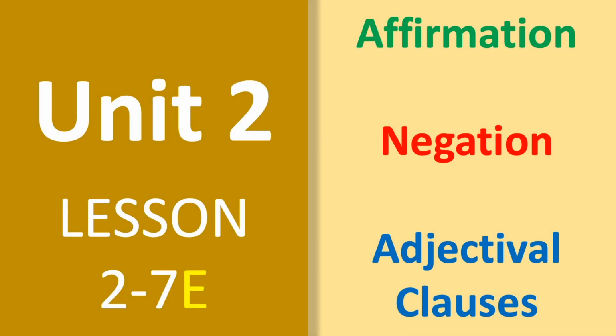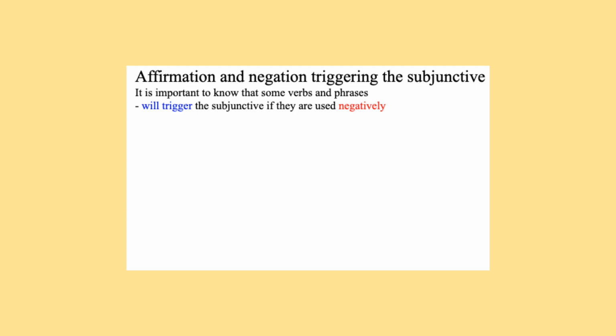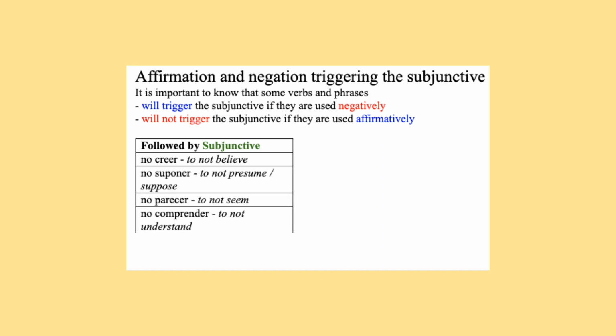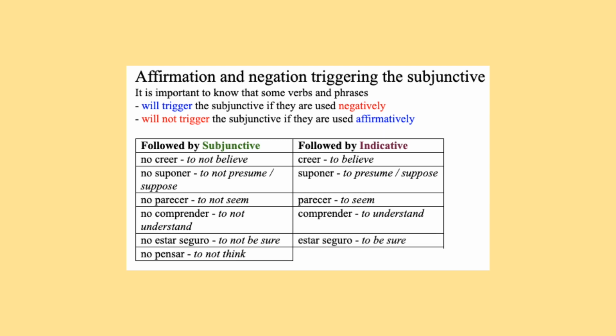This lesson covers the uses of the present subjunctive with affirmative phrases, negative phrases, and adjectival clauses. You must be aware that some verbs and phrases will only activate the subjunctive if they are used negatively, and conversely, they will not activate the subjunctive if used affirmatively. So some negative subjunctive phrases, we have no creer, no suponer, no parecer, no comprender, no estar seguro, no pensar. And now the affirmative form of these phrases will use the indicative and will not activate the subjunctive.